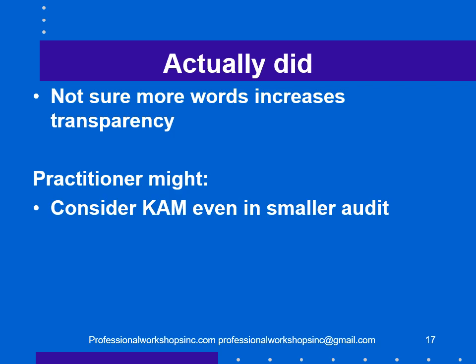Key audit matters are the kind of things that tend to only be included in larger audits, and they seem to have three to five of pretty much the same key audit matters in everything. A practitioner might consider this even in a smaller audit, just to get you off the hook. Because if you mention in a key audit matter that there could be fraud and we tried hard to find it, but we haven't, perhaps that gets you off the hook.